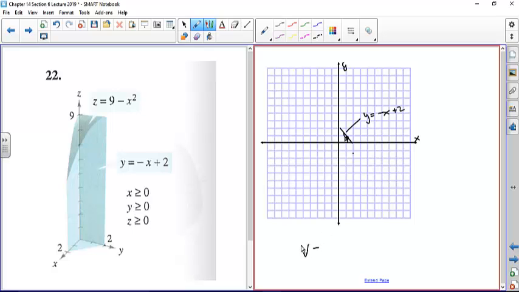So the volume we would do is, if we do x last, we'll go from x equals 0 to 2. And then we'll do y next to last, so go from y equals 0, which is the x-axis, to y equals negative x plus 2. And then the final integral will be from z equals 0 to z equals 9 minus x squared, dz dy dx.